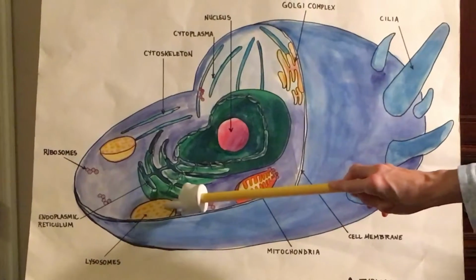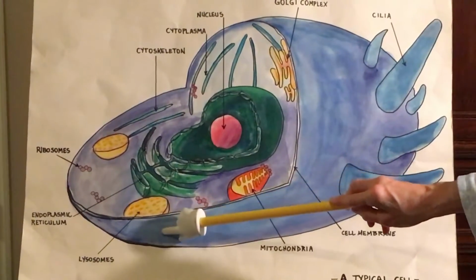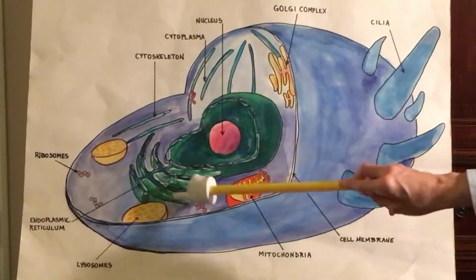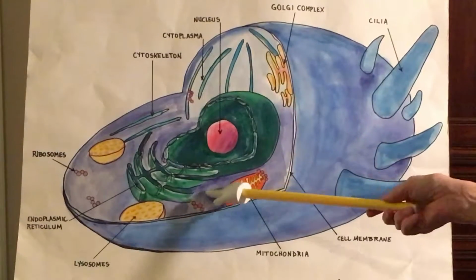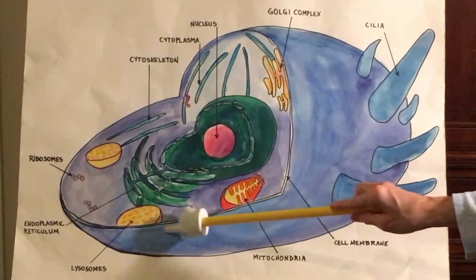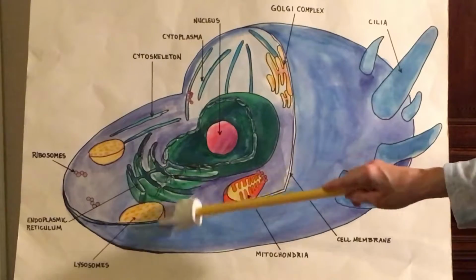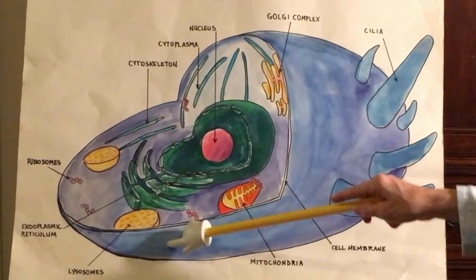Here we have lysosomes. Lysosomes are the ventricles of the Golgi apparatus, and they contain digestive enzymes that help break down molecules that come into the cell.